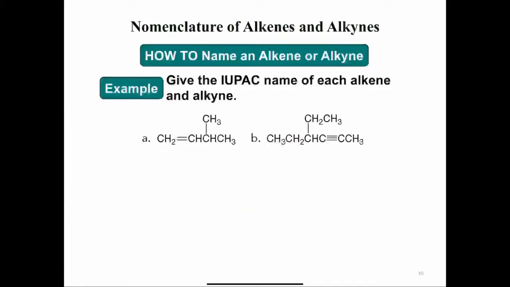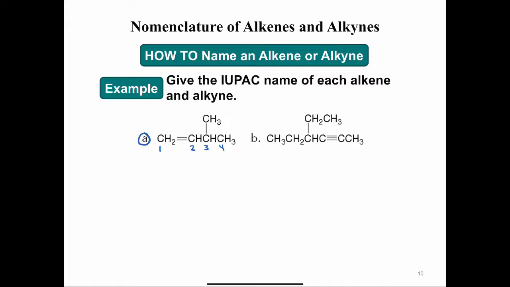Let's take a look at an example. It says give the IUPAC name of each alkene and alkyne. So we'll start with the alkene A. The first thing we want to do is find the longest carbon chain that contains the double bond, and we want to give the double bond the lowest possible number. So I think it's pretty easy to see that in this one, I should start on the carbon that is on the far left, and I would call this carbon 1, 2, 3, 4. I could go up and number this methyl group as carbon 4, and I would end up with the same name. So we'll just leave the numbering the way that it is.